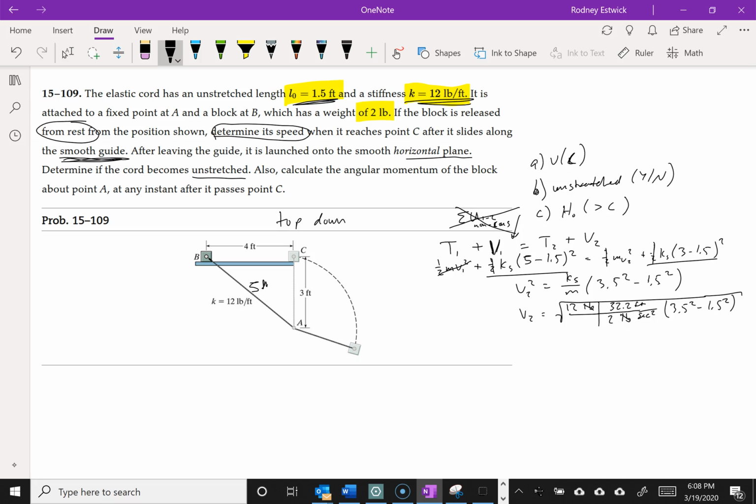Feet per second squared, feet. I lost a unit somewhere. KS, 12 pounds per foot. There it is, 12 pounds per foot. And then these feet cancel, and then these units are feet squared for those.